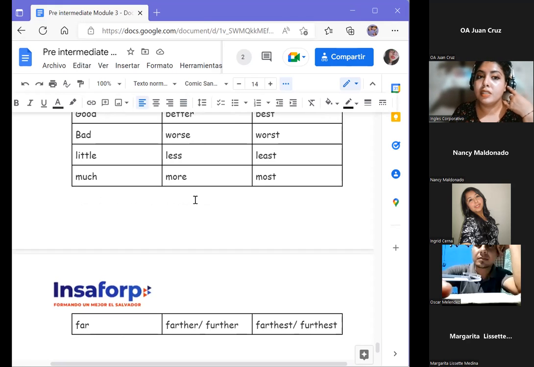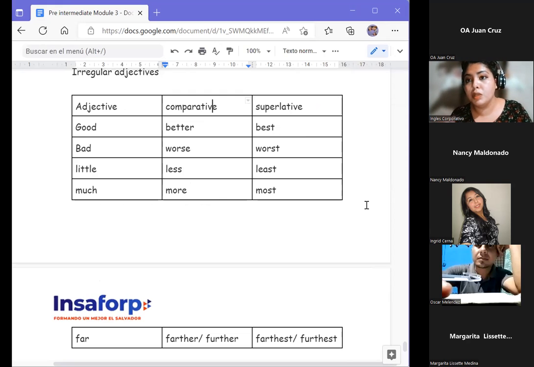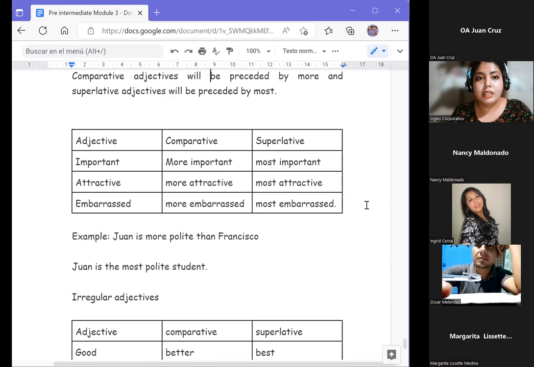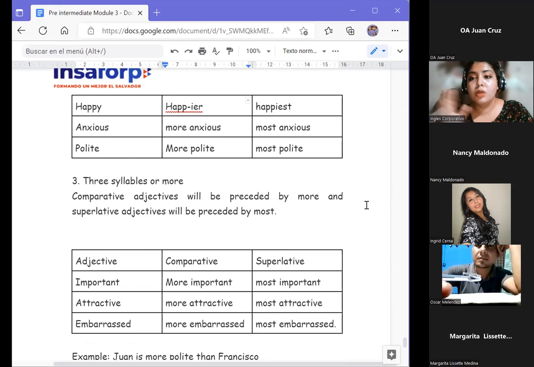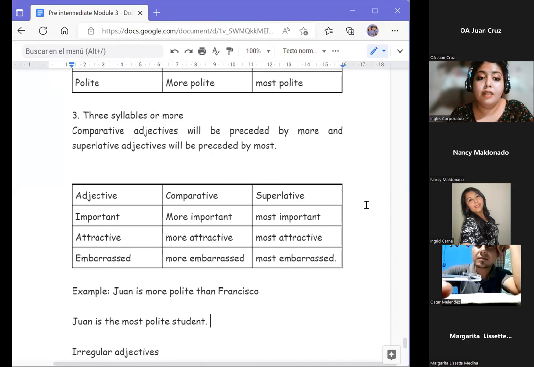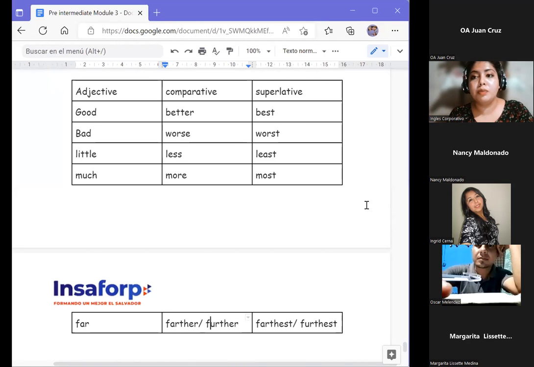So here we are, the irregulars. Aquí tenemos los irregulares que no siguen los mismos reglamentos. La mayoría de adjetivos sí van a seguir la regla del superlativo y del comparativo con el final que tenemos acá. That is this one, the ER. Muchos van a seguir esa estructura, la ER al final. Y muchos van a seguir el EST. Otros van a seguir el MORE y el MOST, pero los irregulares no. Porque si se fijan, cambian su forma. Y ya no podemos utilizar las mismas reglas con ellos. Pero solo en este caso es que los vamos a utilizar. Cuando son irregulares, que son estos ejemplos que tenemos acá, que cambian su forma y su estructura.